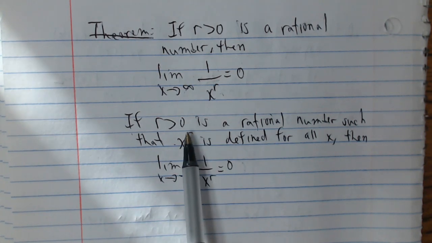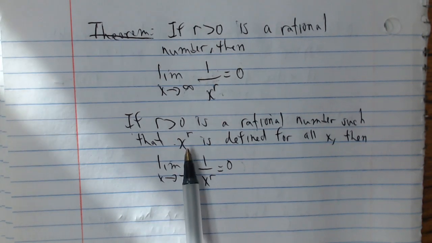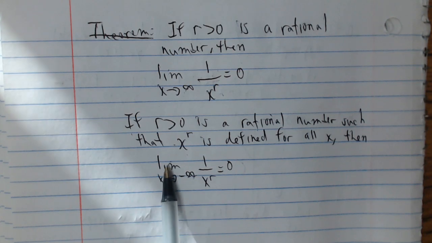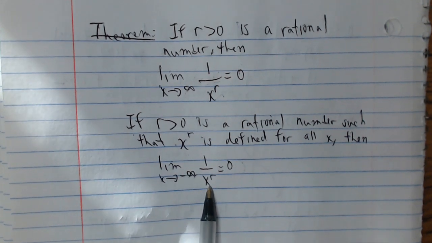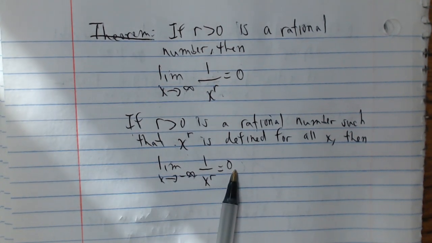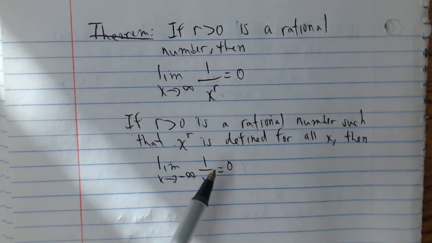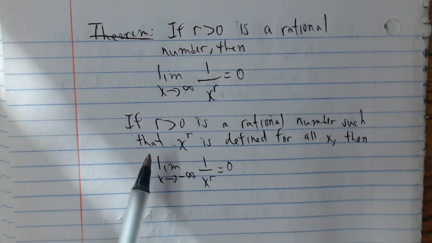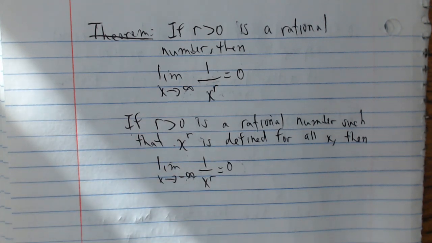So that's why we're saying, look, if r is a rational number such that x to the r is defined, or this exists, then as x goes to negative infinity, just make sure that x to the power of r exists. If it exists, then anything of the form 1 over x to the r will also be 0. So anytime we have something of the form 1 over x to any power, as long as r is a positive rational number, as x goes to negative infinity or infinity, these should go to 0.